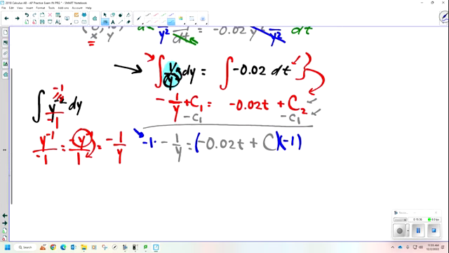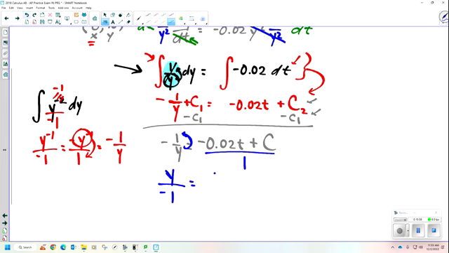Okay, let me flip it first. I like doing this. It makes sense here. This side is over 1, and I can flip both sides and it maintains its equivalence. So I can say y over negative 1 equals 1 over negative 0.02t plus c. I'm going to do that because I want to get the y alone, since it's going to be easier to solve for it. And then I'm going to multiply both sides by negative 1, and it gets rid of this.